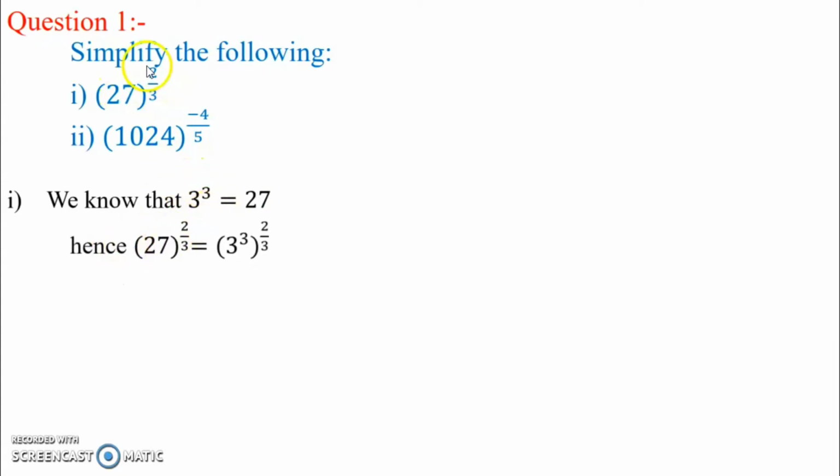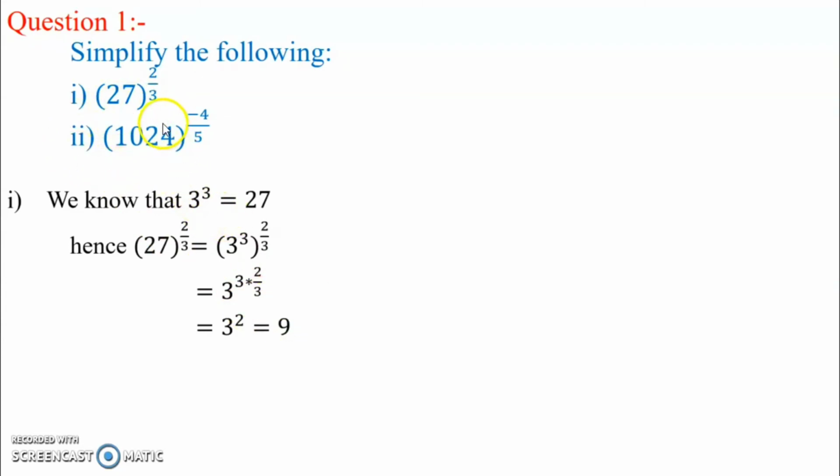So 27 raised to 2 by 3 will be equal to 3 raised to 3 raised to 2 by 3. Now which law will you use here? This is 3 raised to 3 whole raised to 2 by 3, so this can be written as 3 raised to 3 into 2 by 3. Now these 3 and 3 will get cancelled, and what will remain is 3 raised to 2, which is equal to 9. So the simplification of this term is 9.